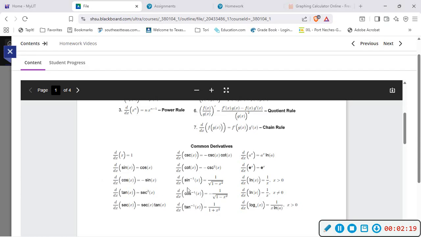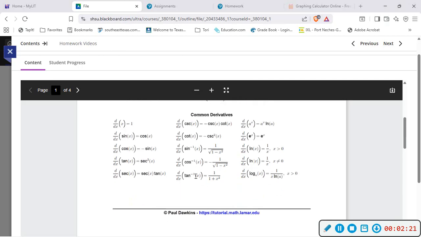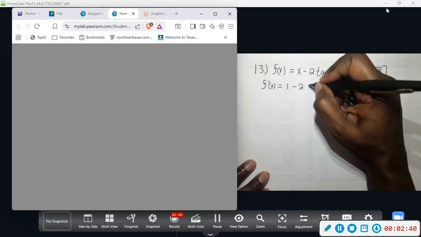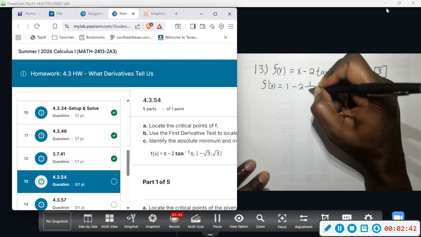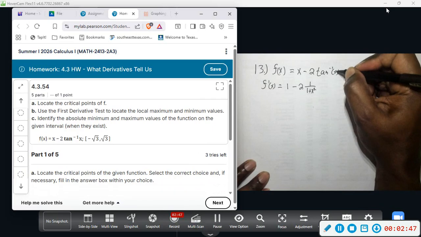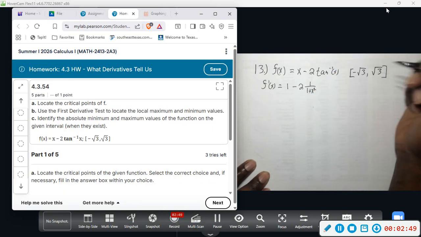All right, so just be aware, when you see arcsine, arccosine, arctan, those are the same thing as tan inverse. So 1 over 1 plus x squared. Right, so when we do the derivative, we'll get that, and then the derivative of the inside using chain rule would just be 1. So here would be our derivative.